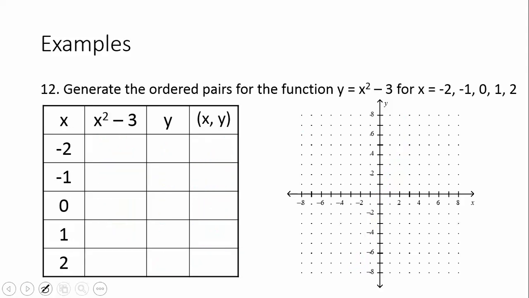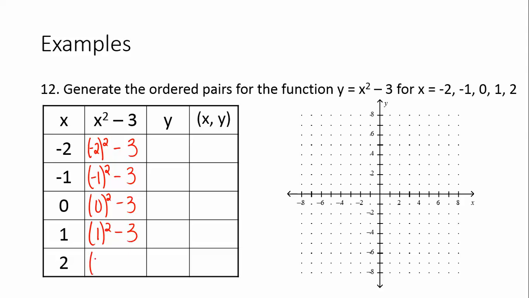Let's look at another example. This function is y equals x squared minus 3, and we're still using -2, -1, 0, 1, and 2. So we're plugging -2 in for x. Now be very careful here. Notice that that x is being squared. So if I'm plugging a -2 in, I'm actually squaring -2. Here I'm squaring -1, squaring 0, squaring +1, and squaring +2.